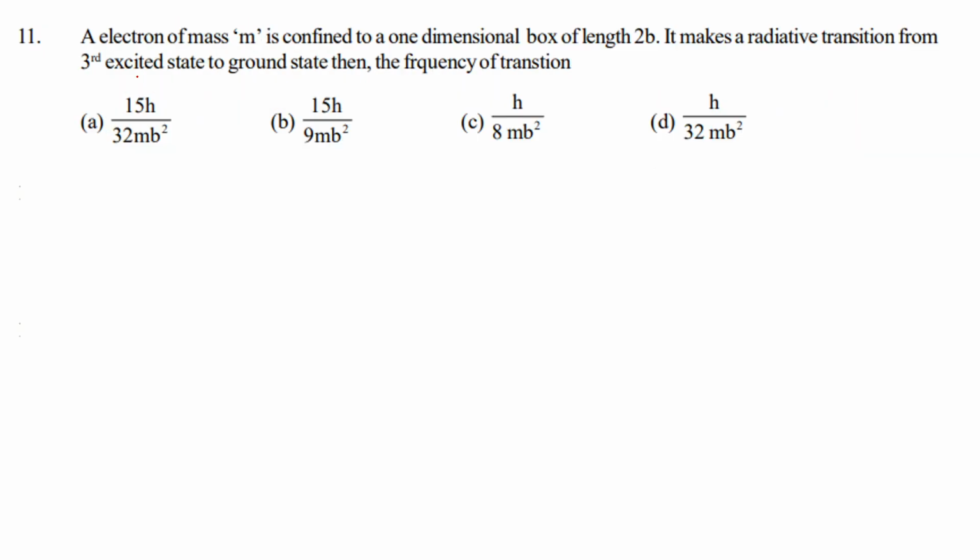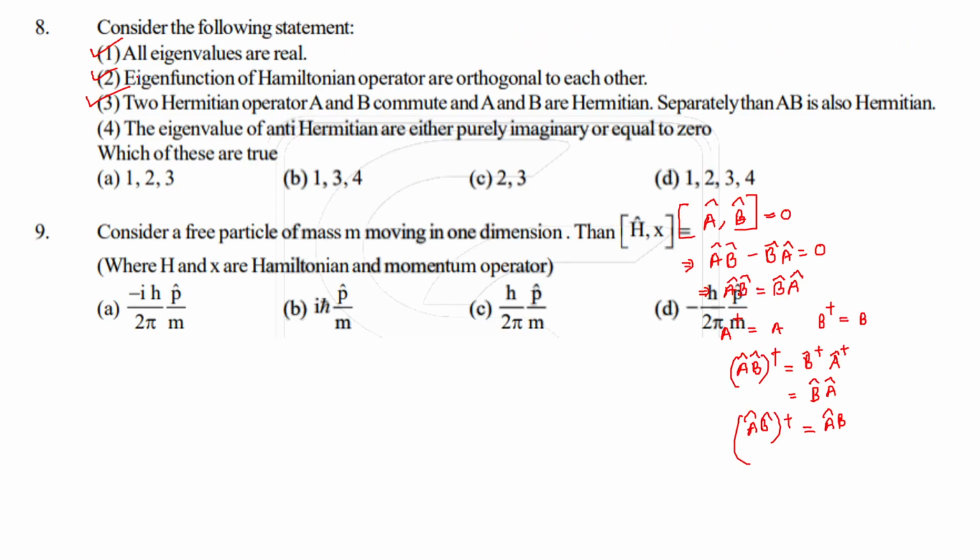The next question is, there is a free particle of mass m moving in one dimension. Then we have to see what is the commutation of this Hamiltonian and the x. Actually, this should not be momentum operator. The question should have been position. X is the position operator, right?